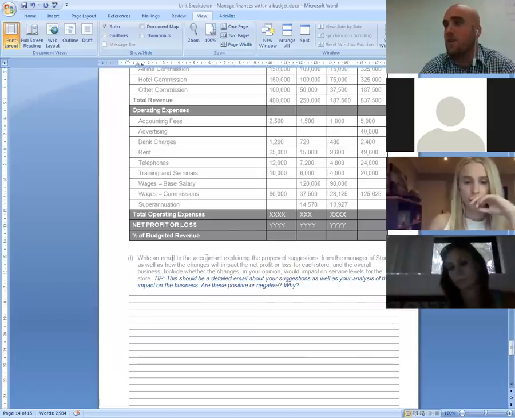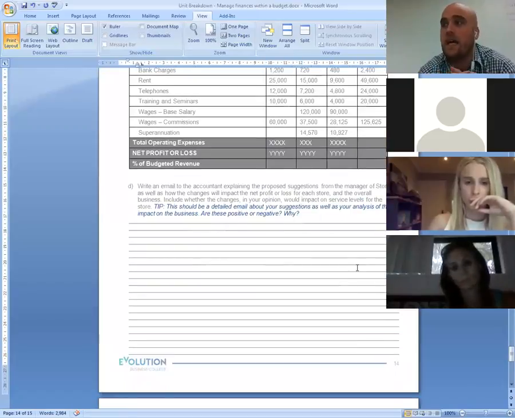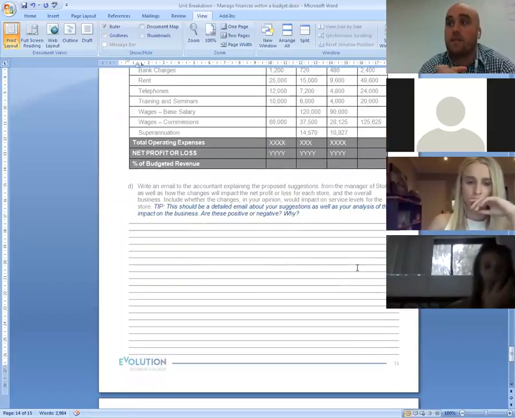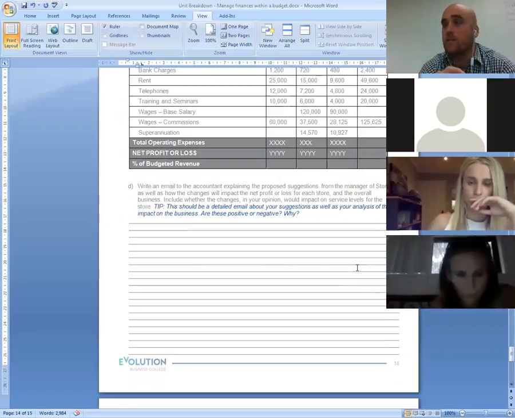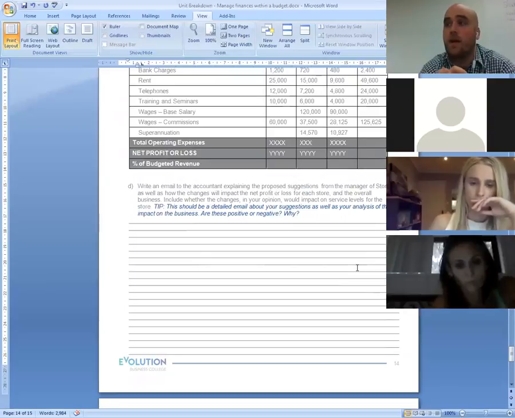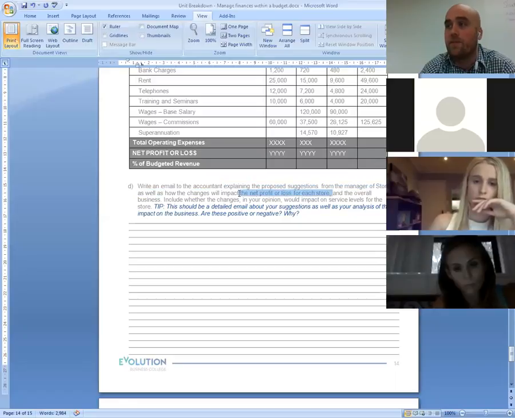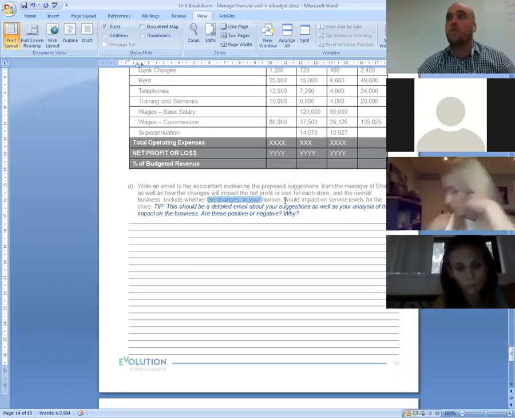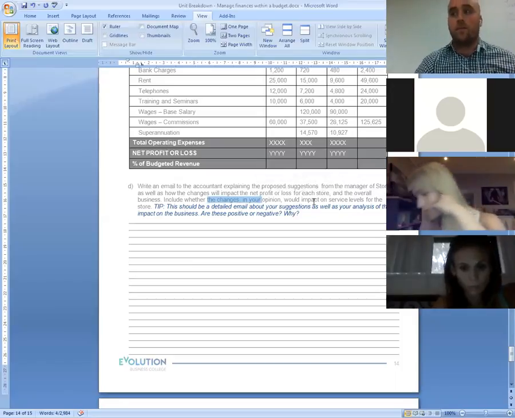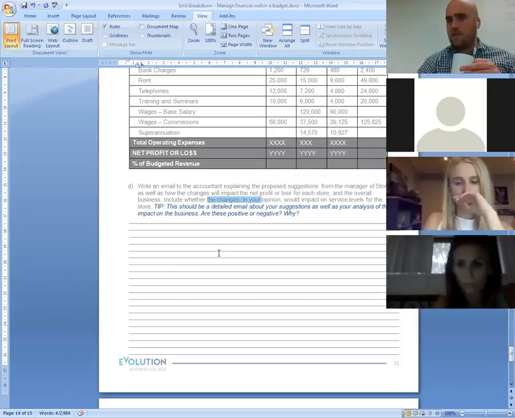Excellent. So from there, we're going down to D. What we're doing here is based on what happened and the changes we've made. We're writing an email to the accountant of store 1, just basically letting them know what happened because we made these changes. So it talks about how the changes will impact the net profit and loss for each store and the overall business, and include whether the changes, in your opinion, would impact on service levels for the store. Has everyone heard of what service levels are before?